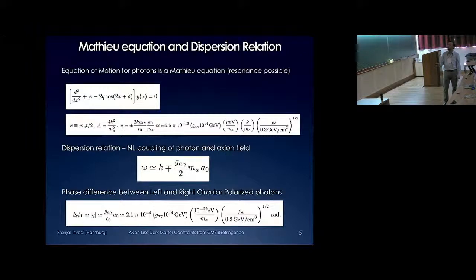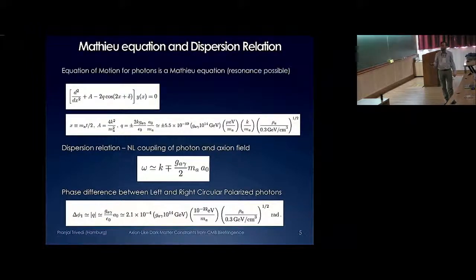By the way, this is a Mathieu equation, which one can write like this, and one can write the Q value for a galactic density of dark matter. We will not talk about this so much in the talk, but we'll talk about the dispersion relation that we get for the photons, which contains this additional term, which is related to the density of the ALP field. This is the axion field.